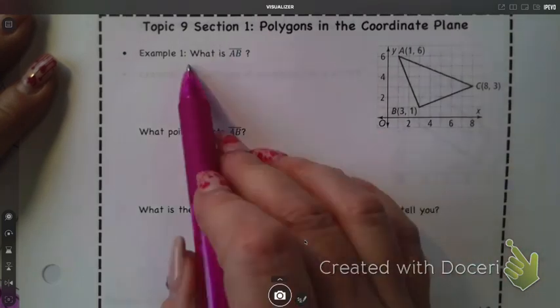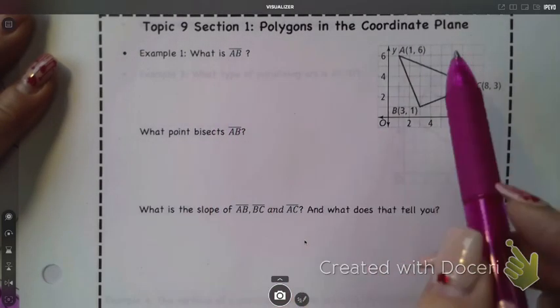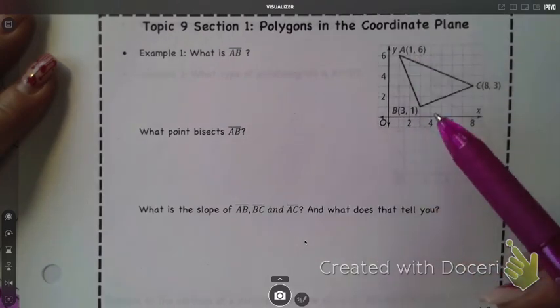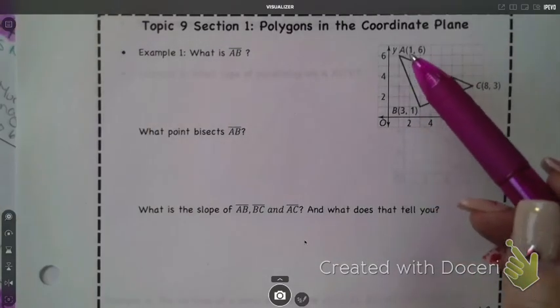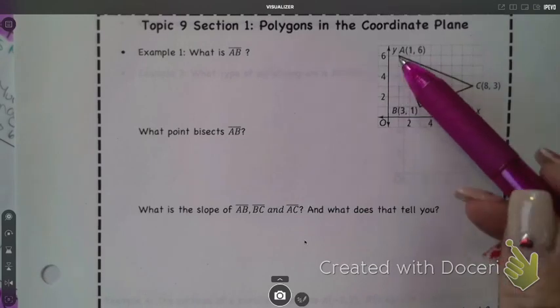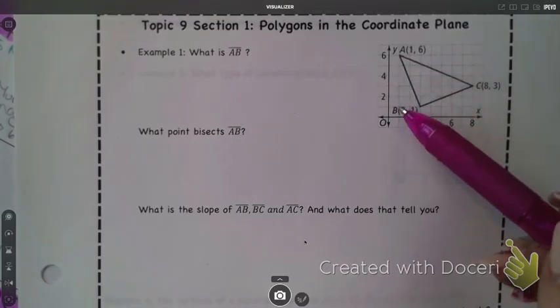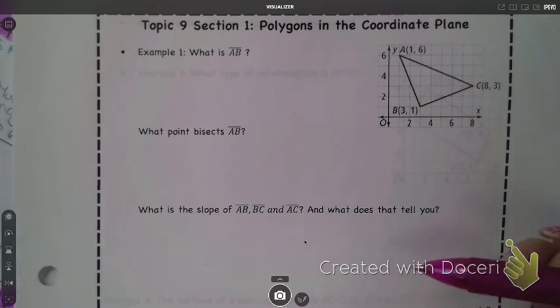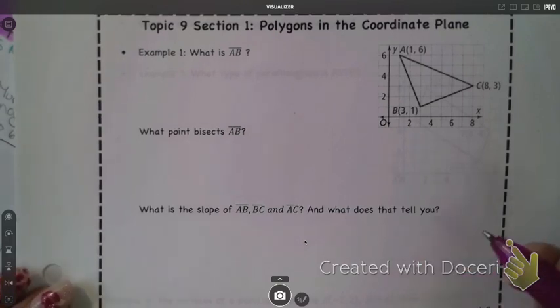Okay, it says, what is AB? Well, other than AB being a line, it's the length. What is the length? Well, if it was straight, we could count it. Just 1, 2, 3, 4, 5, 6. But it's not, is it? Nope. So we need to use the distance formula, which you should have on your sheet. So what is the distance formula?